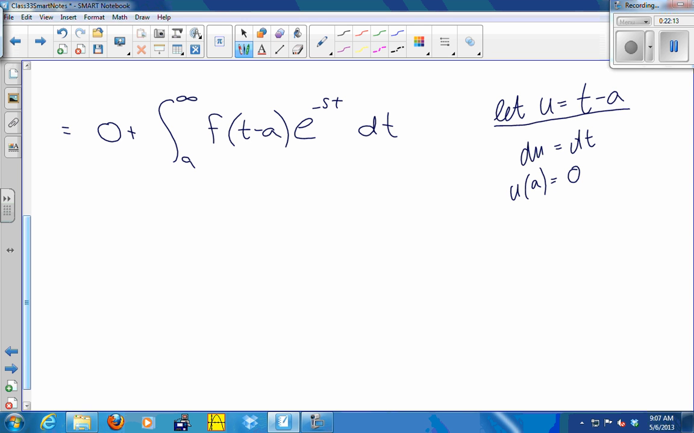The other one stays infinity because this is still an increasing function. So as t goes to infinity, u goes to infinity. All right, so this has become the integral from 0 to infinity. Instead of f of t minus a, I'm going to have f of u. And then I'm going to have e to the negative s, and instead of t, I'm going to put u plus a. This equation relates u and t: if u equals t minus a, then t equals u plus a. And then replace dt with du because dt equals du.